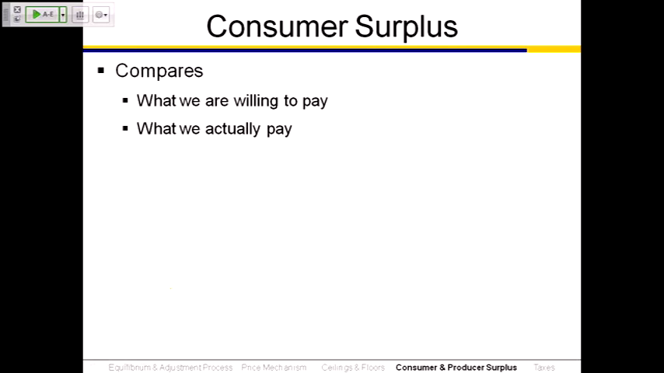Consumer surplus compares what we're willing to pay and what we actually pay. The difference between what we are willing to pay and what we actually pay is called consumer surplus. For Andres, it's $600 on the iPhone. For somebody who found that, oh my God, this makes me look hot, I'm wearing this on Thursday night, it's $10 because you were willing to pay $40 and you're only paying $30.